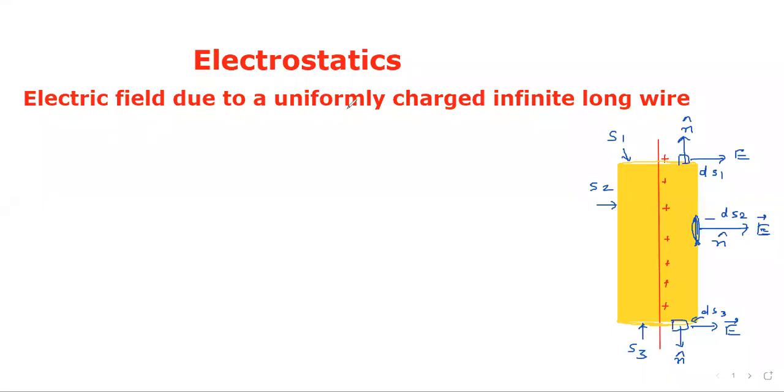Electrostatics: electric field due to a uniformly charged infinite long wire. Here this is an infinite long wire carrying charge plus Q. We imagine a cylinder as the Gaussian surface, and we are considering three faces: S1, the upper circular portion, S3, the lower circular portion, and S2, which represents the curved portion.